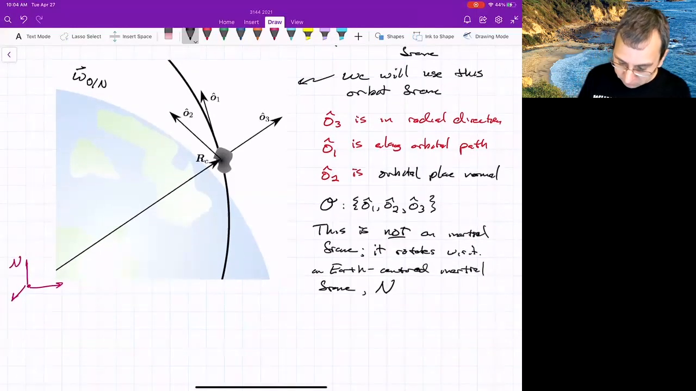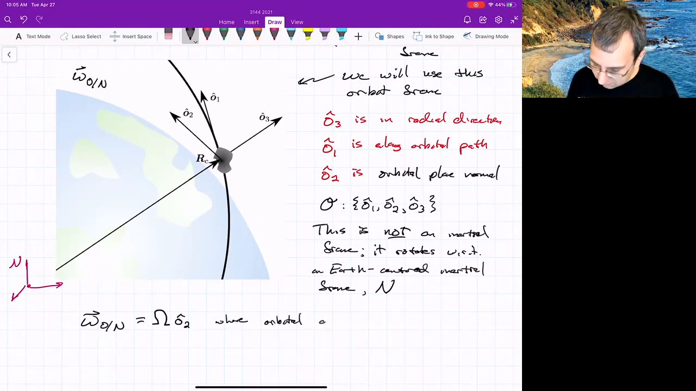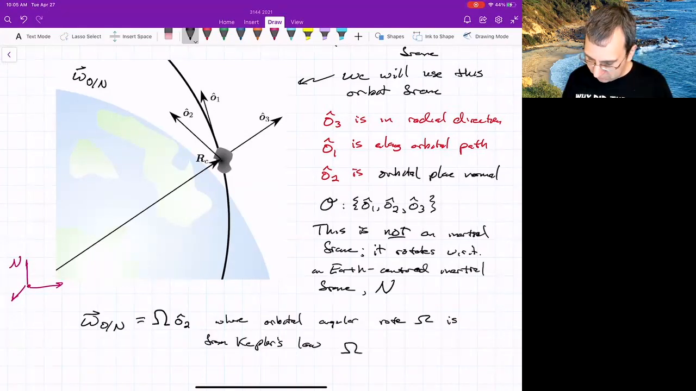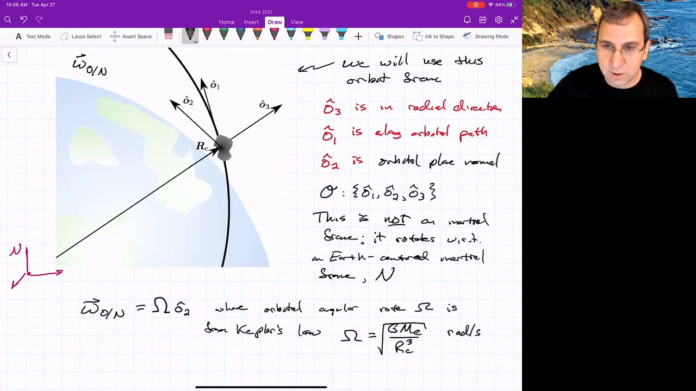And in fact, how would we get that? Omega O with respect to N is going to be, I'll call it capital omega about the O2 direction, or the orbital angular rate. Omega is from Kepler's law. Omega equals the square root of G times the mass of the Earth, over RC, the semi-major axis, cubed, since we're thinking of a circular orbit so RC is the same as the semi-major axis. And this is in radians per second. So that's the frame we're introducing.